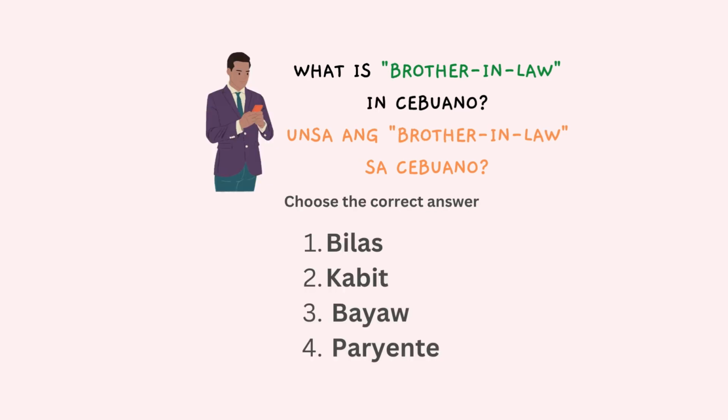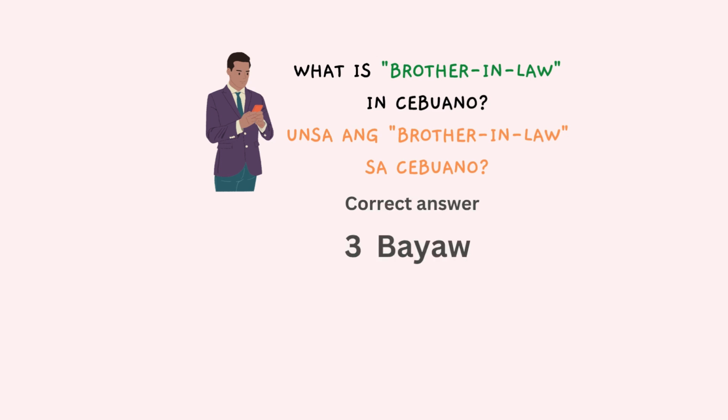Okay, last one, mga higala. Unsa ang brother-in-law sa Cebuano? What is brother-in-law in Cebuano? Here are our choices. Number 1, bilas. Number 2, kabit. Number 3, bayaw. Number 4, pariente. The correct answer is number 3, bayaw.